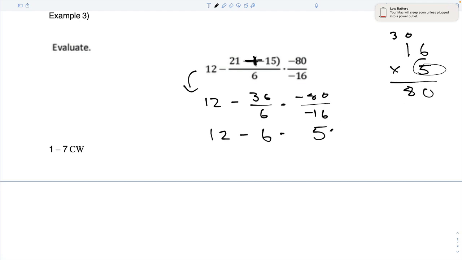Is it positive or negative? Positive. Why is it positive? Because it's division. And what about the signs? Parker? Same is good, different is bad. These guys are negative, so it is a positive 5. You now have 3 numbers. It is 12 minus 6 times 5.